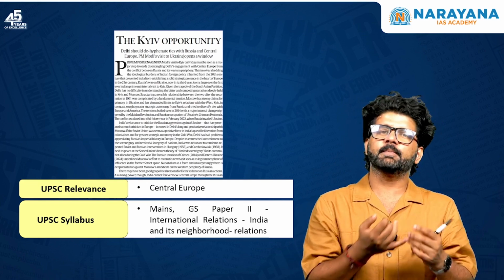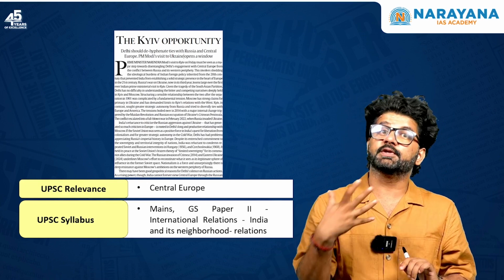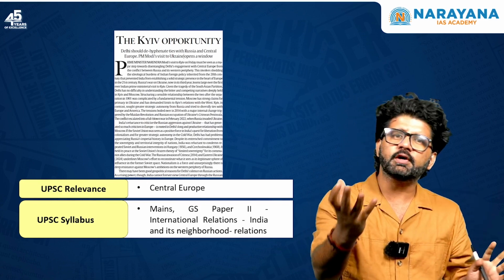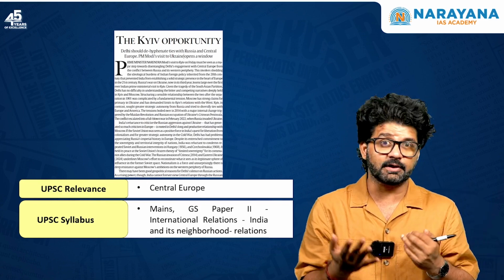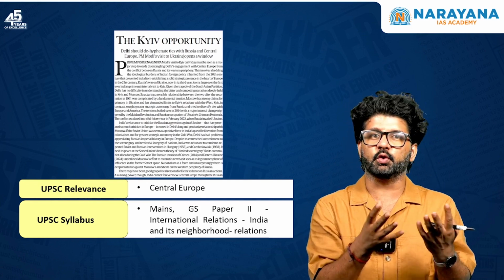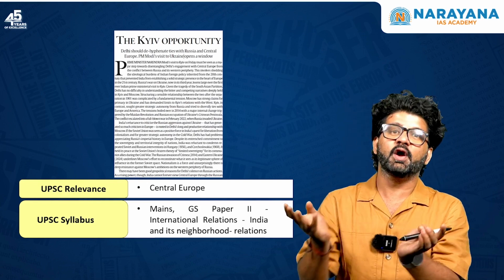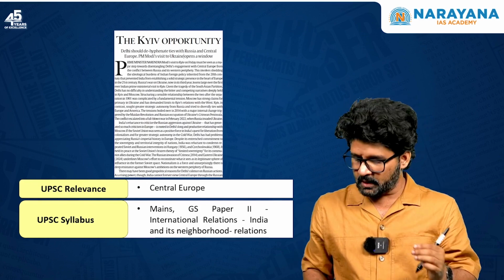And from the exam perspective, what are the things which are important? Ukraine is in the news. So the neighboring countries of Ukraine: which of the following countries border Ukraine? These kinds of questions can be asked in prelims. So we should be aware about Ukraine. You should be aware about A to Z things related to Ukraine, especially the things which are in the news.